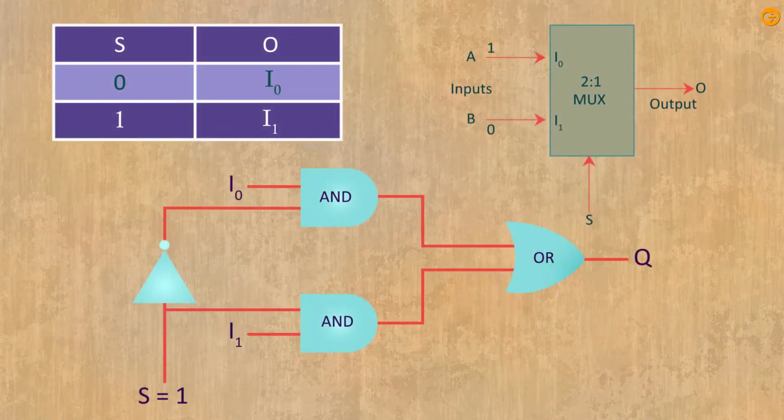Thus, the output generated by the OR gate is equal to I0. Similarly, when S is equal to 1, the output of the upper AND gate is 0. But the output of the lower AND gate is I1. Therefore, the output of the OR gate is I1. Thus, the above given Boolean expression satisfies this circuit.